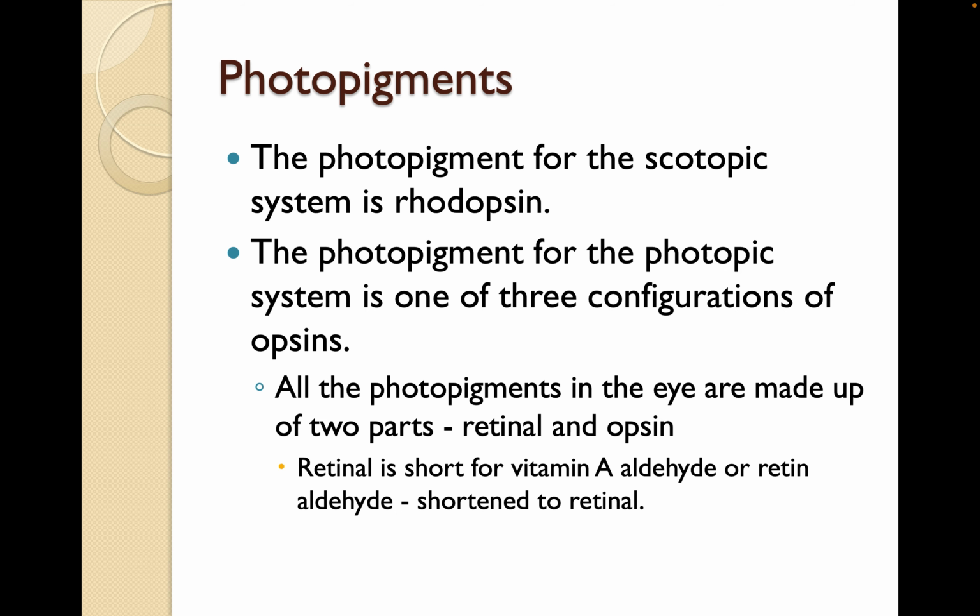The photopigment for the scotopic system is rhodopsin. The photopigment for the photopic system is one of three configurations of opsins. All the photopigments in the eye are made up of two parts, retinol and opsin. Retinol is short for vitamin A aldehyde, or retinaldehyde, shortened to retinol.